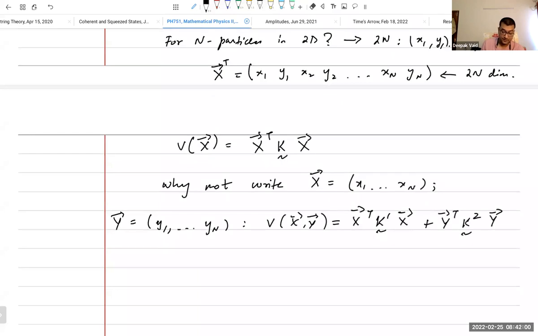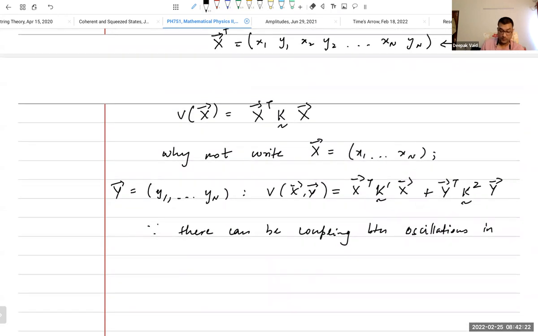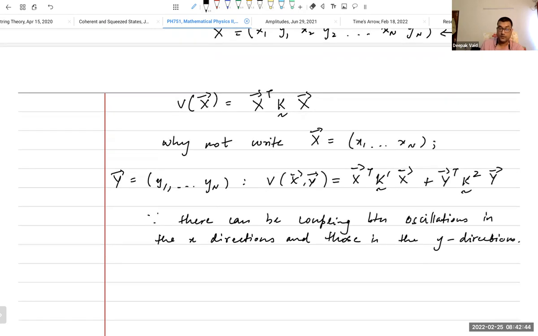Well, the reason is because there can be a coupling between oscillations in the x components along the x direction, oscillations in the x directions, and those in the y direction.